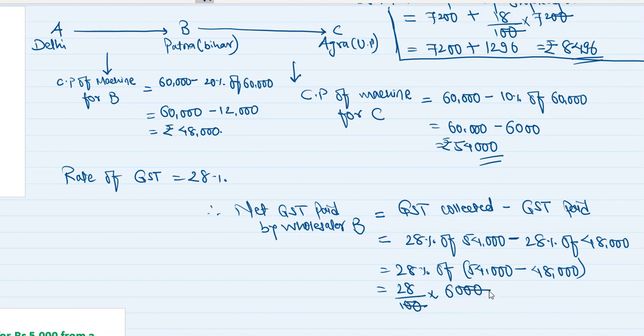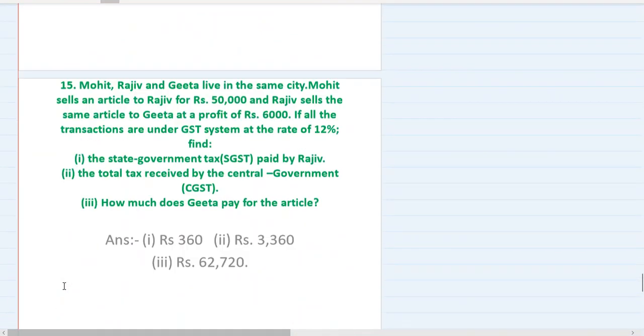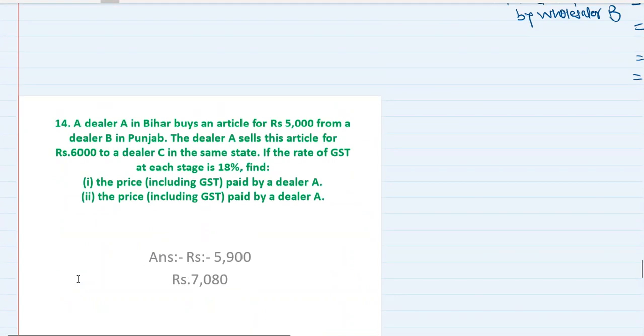So zeros will cut. 28 times 6 is 28 multiplied by 60 basically. 28 multiplied by 60, 1680. So net GST paid by the wholesaler B to the government is rupees 1680 on this whole transaction. Let's check. 1680. Easy. This question was quite simple. Okay, next question.